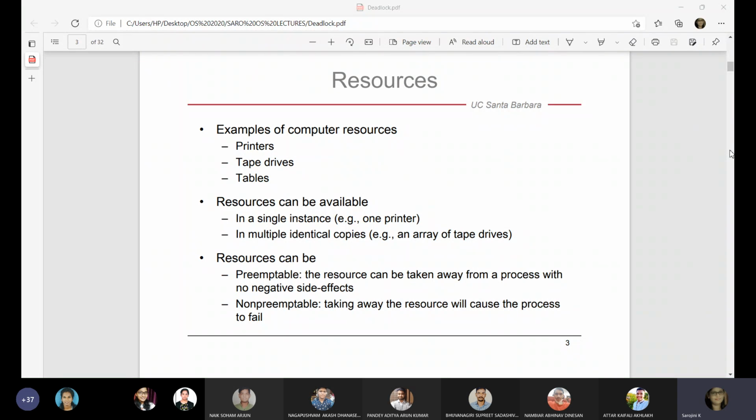Riya, what do you want? What is deadlocks?